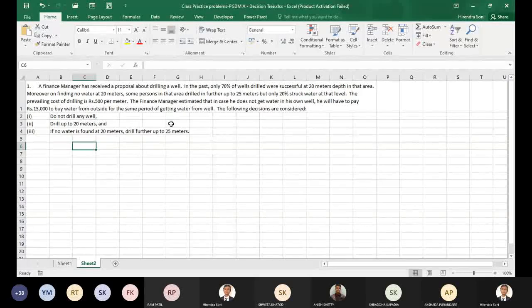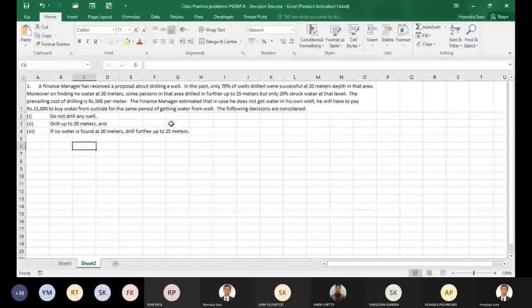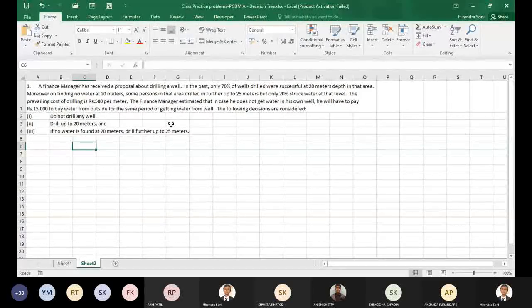In past, only 70% of wells drilled were successful at 70 meters depth in that area. Moreover, on finding no water at 20 meters, some persons in that area drilled in further up to 25 meters, but only 20% struck water at that level. The prevailing cost of drilling is rupees 500 per meter. The finance manager estimated that in case he does not get water in his own well, he will have to pay rupees 15,000 to buy water from outside for the same period of getting water from the well. The following decisions are considered.